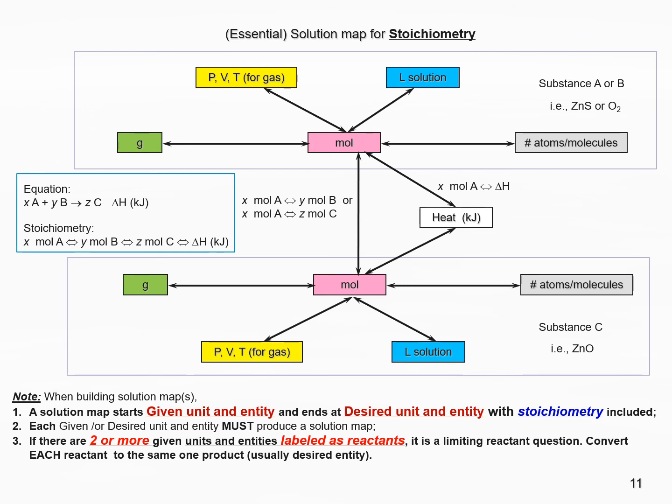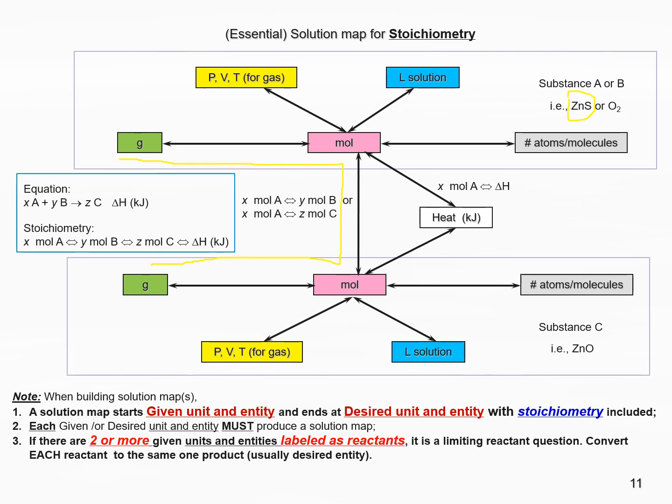First, we must understand that there are going to be 2 solution maps. First, for zinc sulfide to zinc oxide. Remember, we got the 10 grams, right? So we have 10 grams of zinc sulfide to moles of zinc sulfide to moles of zinc oxide to the grams of zinc oxide. That is the conversion from zinc sulfide to zinc oxide.